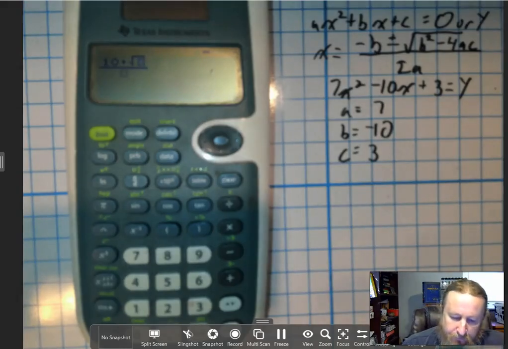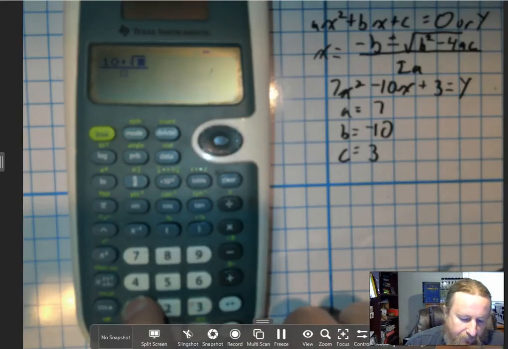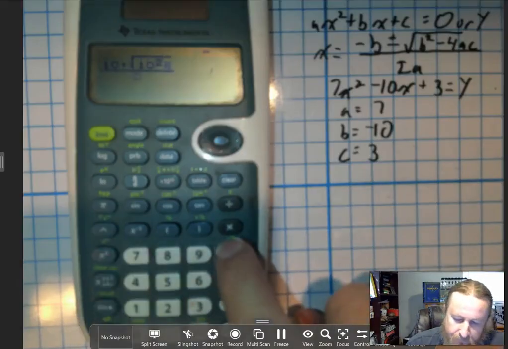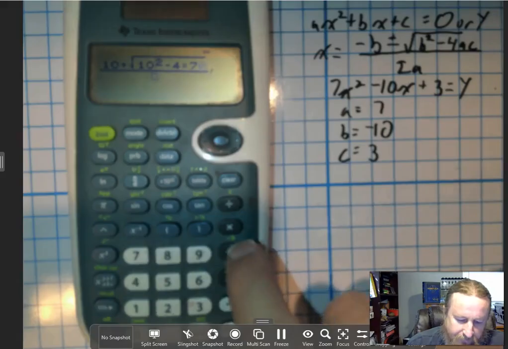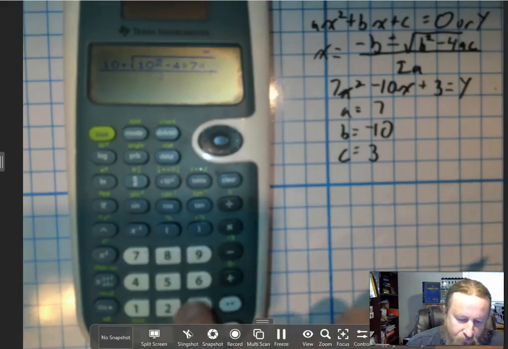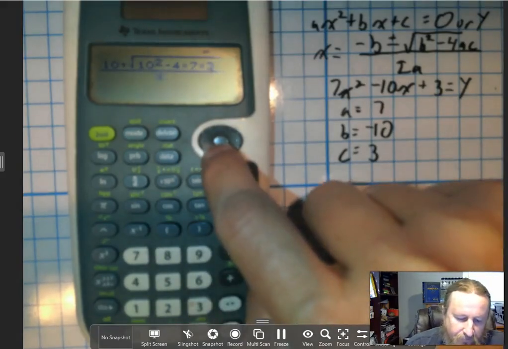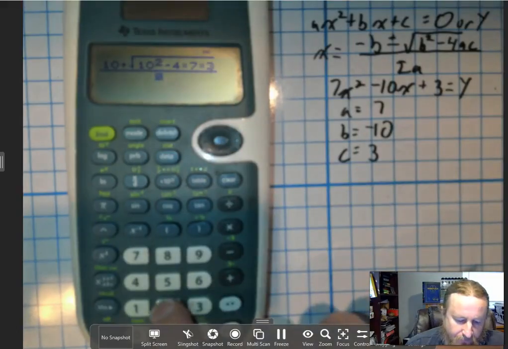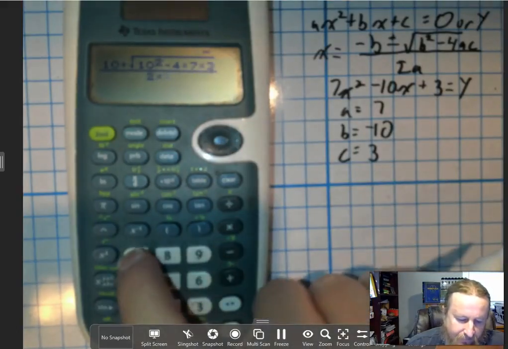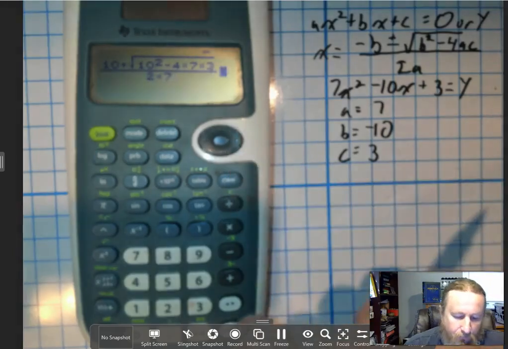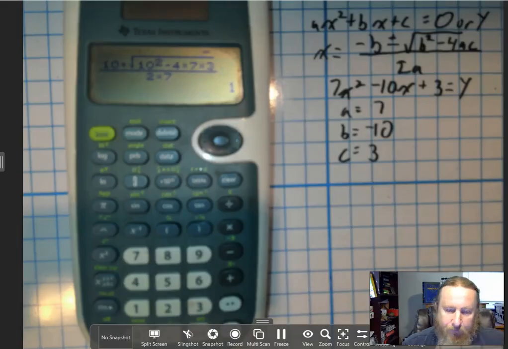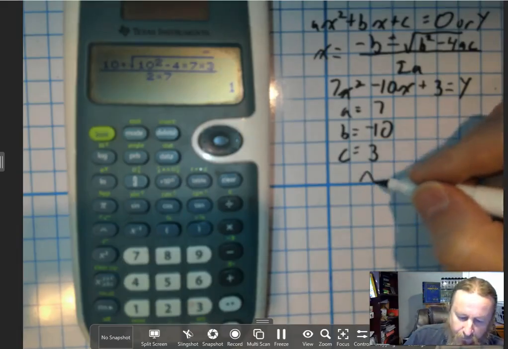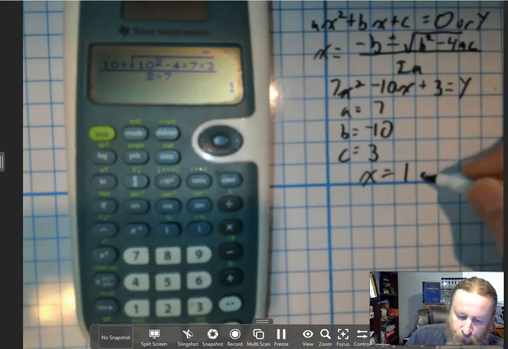We know whether it is -10 or positive 10, that square will be positive, so we can just say 10 squared, and then we can say minus 4 times 7, because 7 is a, and times 3, because c is 3. Then we come down to the denominator, and that is 2 times a, which is 7, so 2 times 7. We get our cursor out of the term and off to the side so that we may hit enter. And we see for our first value, x equals 1.